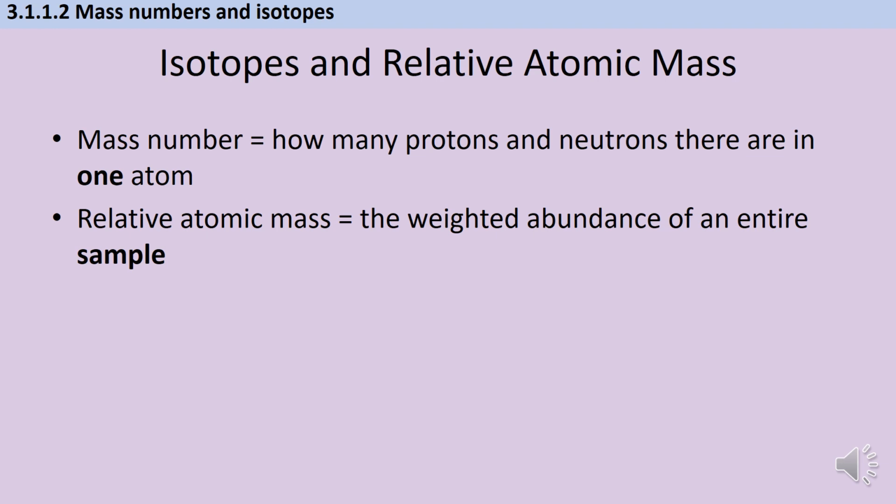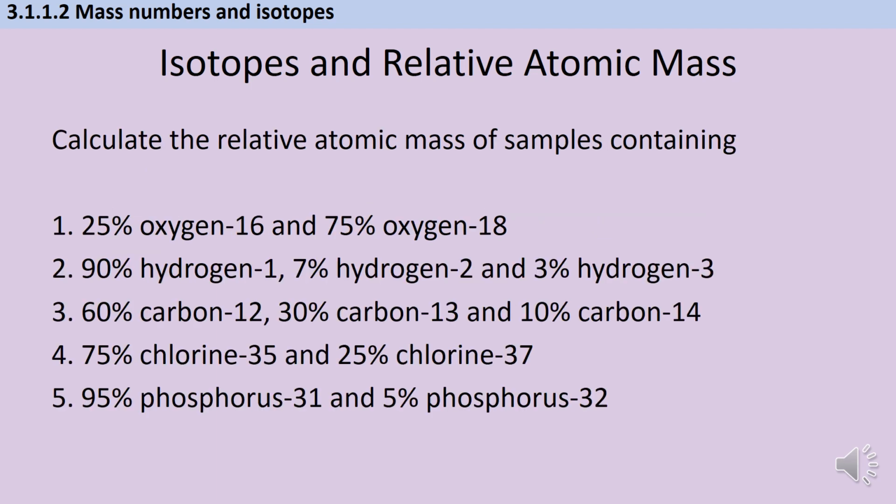So just to emphasise that one more time, the mass number is about how many protons and neutrons there are in one atom, whereas the relative atomic mass is the weighted abundance of an entire sample. Take this opportunity to pause the video and make sure that you're confident in doing these kinds of calculations.